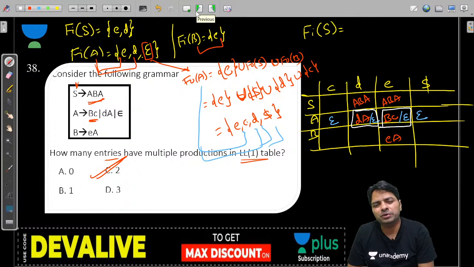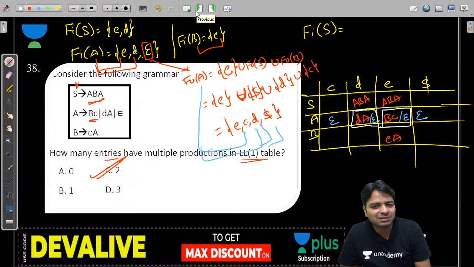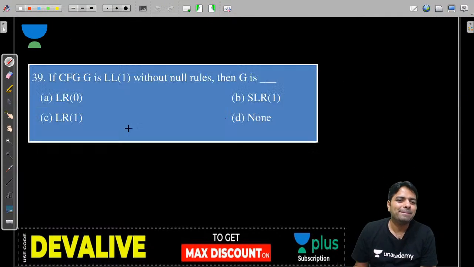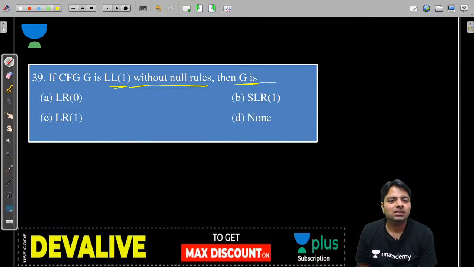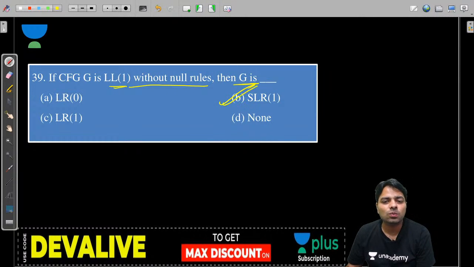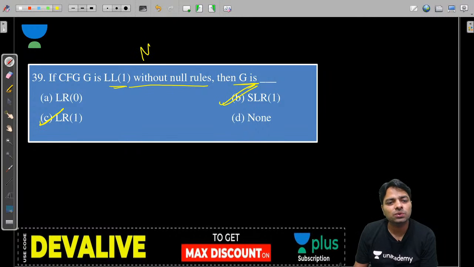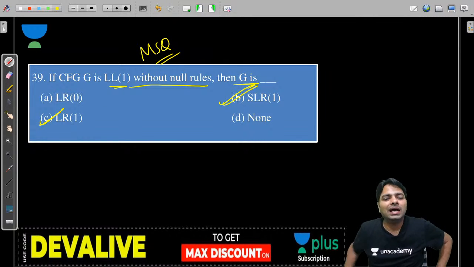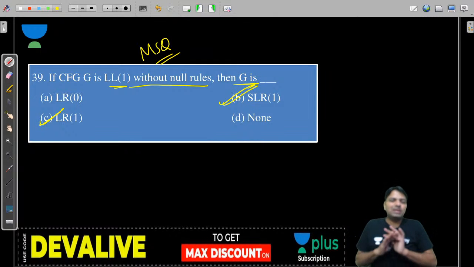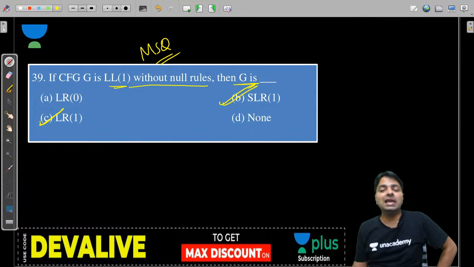Maybe you have computed many times the LL1 table, but for such kind of grammars, you should be very careful how to compute the follow here. It's going to take time here. Okay, now let's move. If CFG is LL1 without null rules, then G is what? Then this time, guys, it is SLR1, so it is LR1. This is the MSQ. If LL1 has no null productions, that grammar is always SLR1. Remember that. Which LL1s are always SLR1? Those LL1s which have no null rules. So this is one of the important points.